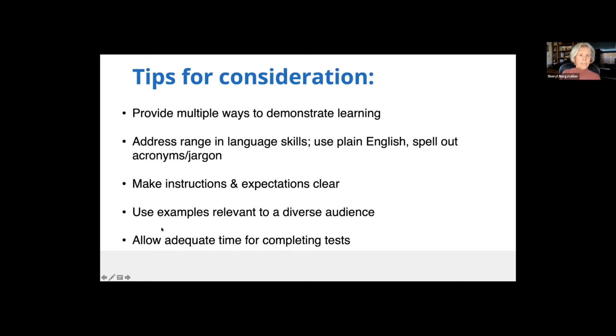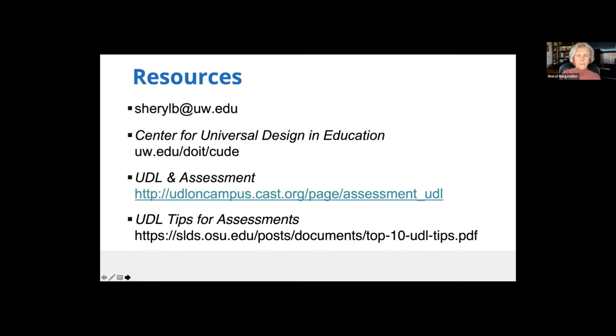Address a wide range in language skills using plain English, avoiding or defining acronyms and jargon. Make instructions and expectations clear. Use examples relevant to a diverse audience. Allow adequate time for completing exams or tests. So those are just a few tips.